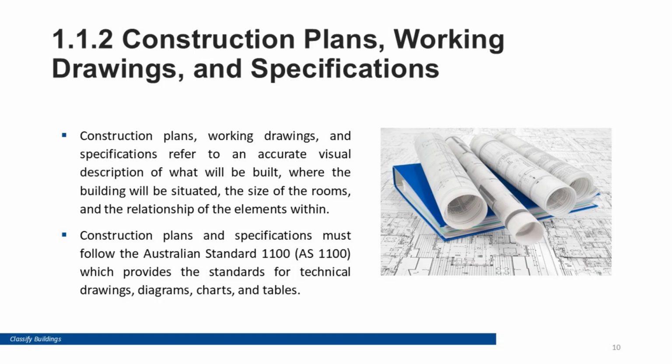Construction plans, working drawings, and specifications. To classify a building correctly, you must read the plans and specifications properly. Plans should clearly show what is being built, where, and how key elements relate to each other. So classification decisions are based on evidence from documents, not assumptions.